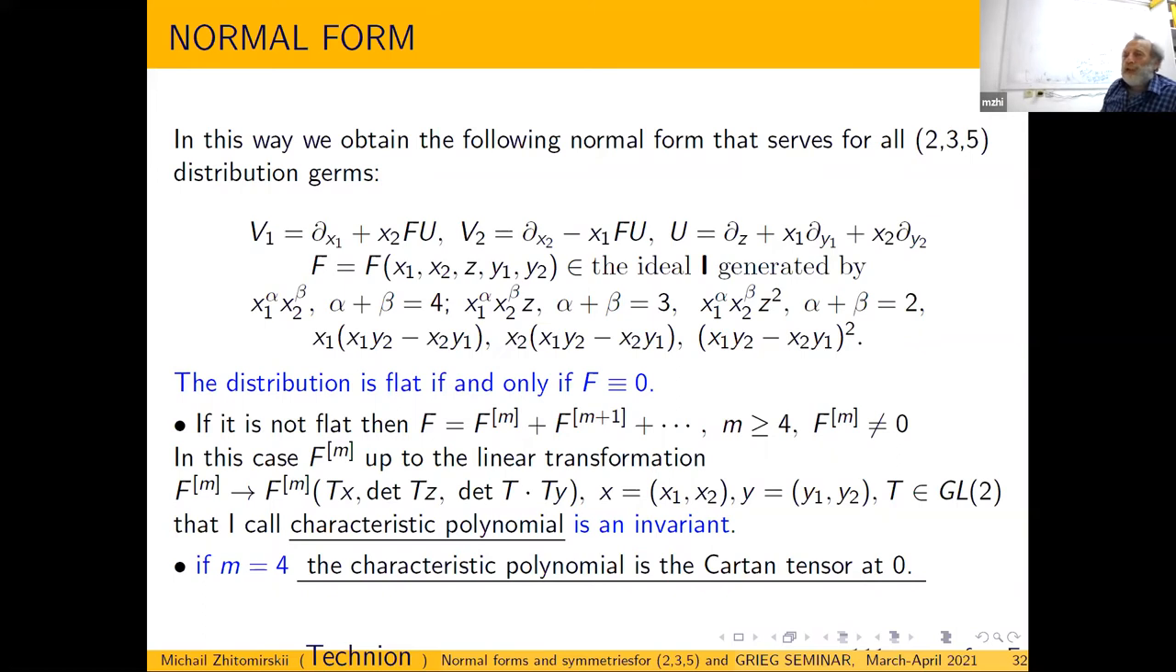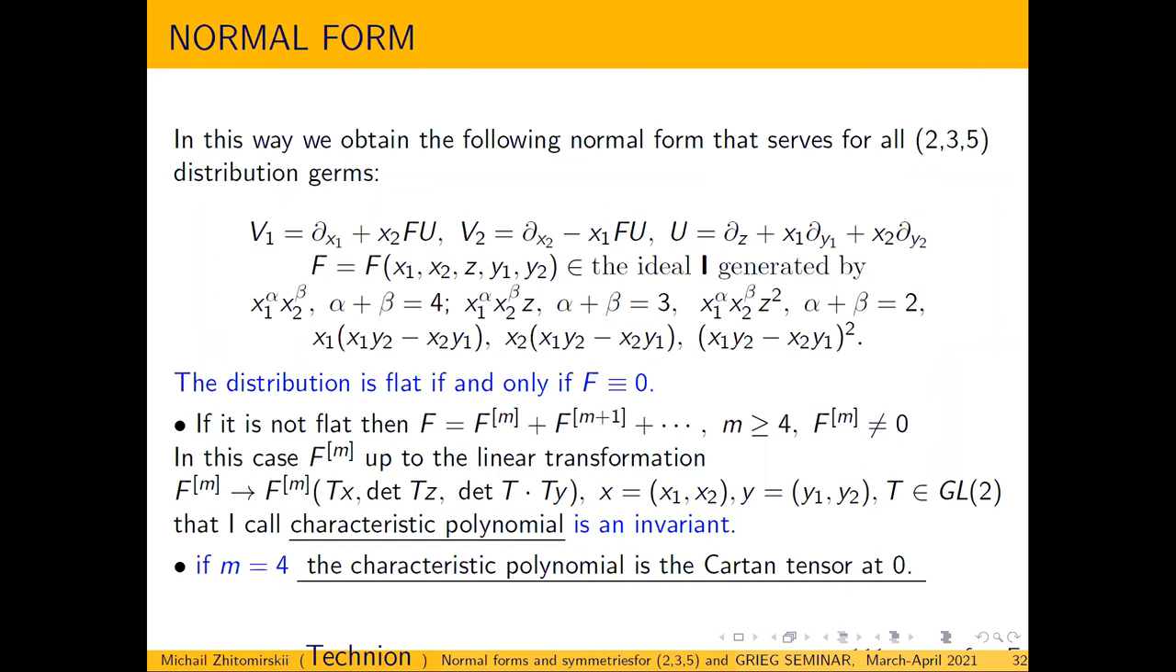What I am doing is bringing this normal form. The minimal number m is 4. If f4 is not zero, the distribution is not flat. But when it is zero, I should see f5 and check if it is zero or not, and so on and so on. In such a way, if the distribution is not flat, I will recognize it at a certain step. Let's forget for a moment that the number of calculations to get f4 is easy, but for f5, f6, and so on, it grows exponentially with this degree of homogeneity. But if the distribution is really flat, I will never recognize it, because I have no time to make an infinite number of steps, being unfortunately finite.